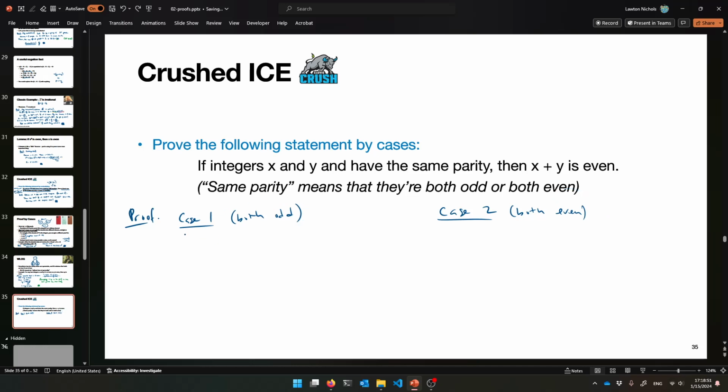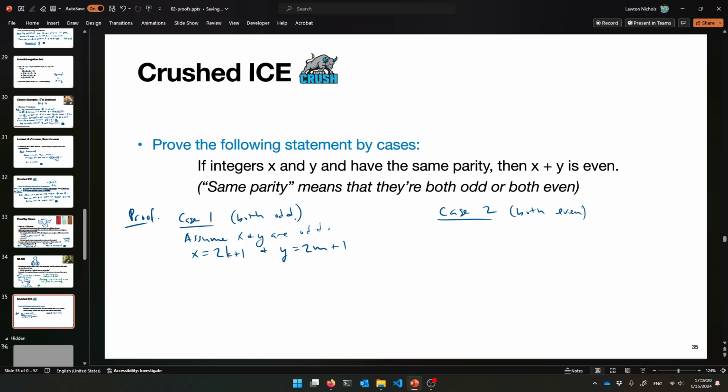So case 1, they're both odd. Assume x and y are odd. I'll go through this quickly. What does it mean? Just unravel all the definitions. That will eventually lead you to the answer. So x must be equal to 2k plus 1. And then y is also equal to 2 times something plus 1. Not the same k, though. It's 2m plus 1, let's say.